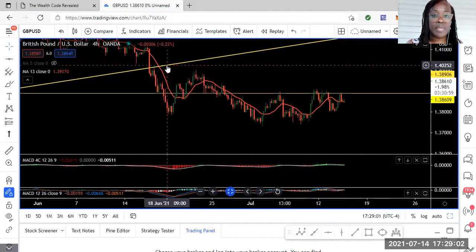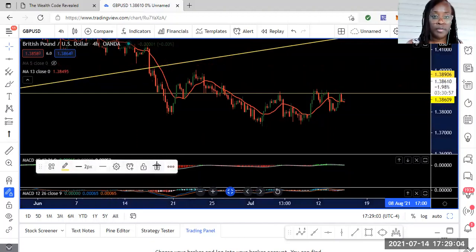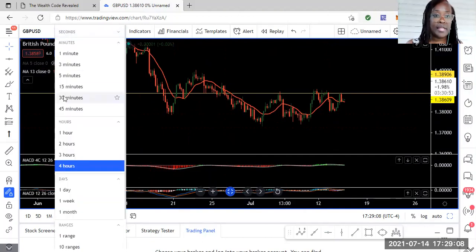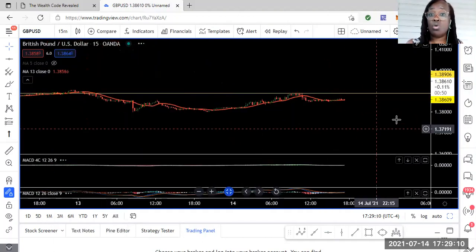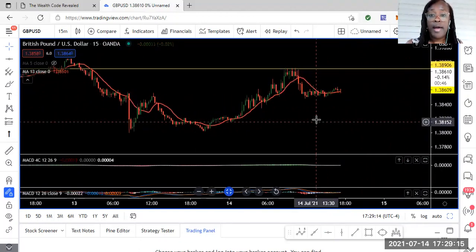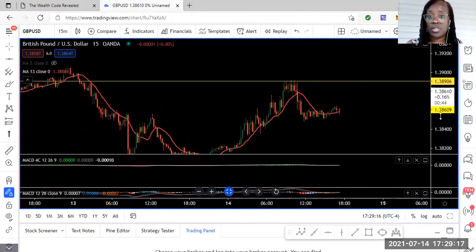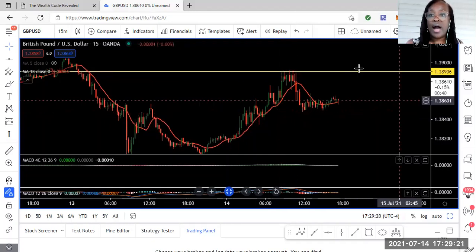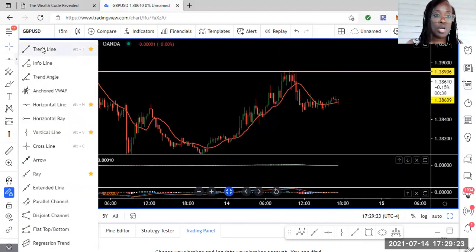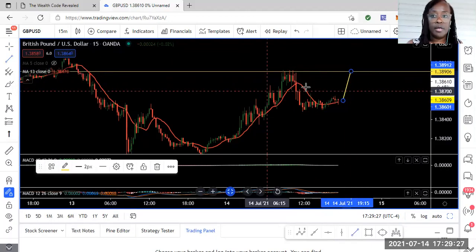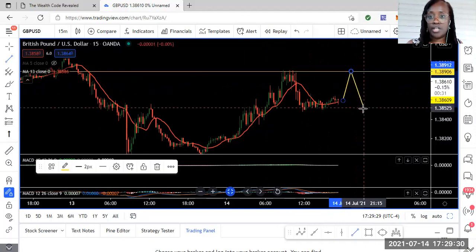So what that tells me is this price point is structurally sound, and I can look at this. It makes me feel a whole lot better looking at this particular area, this particular price point, as an area where I will take my sell. So with that being said, I will be looking for price to come up to this point here, and then retest and drop back down. That's what I will be looking for.